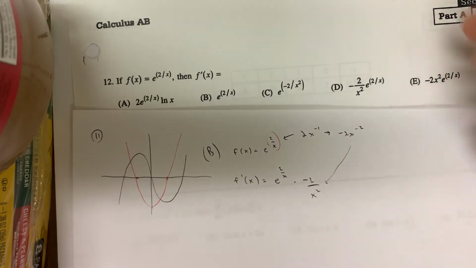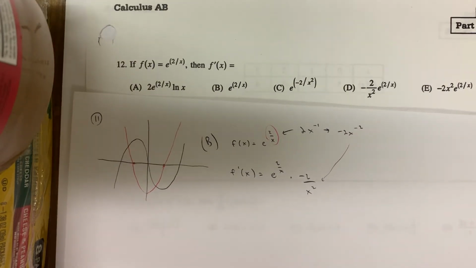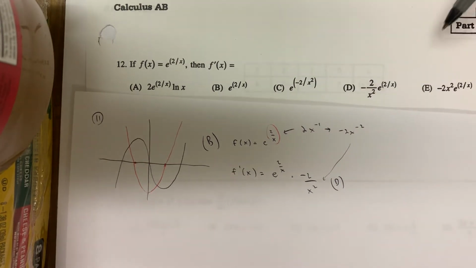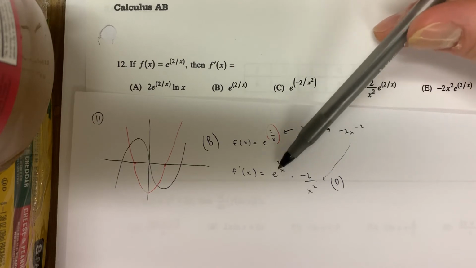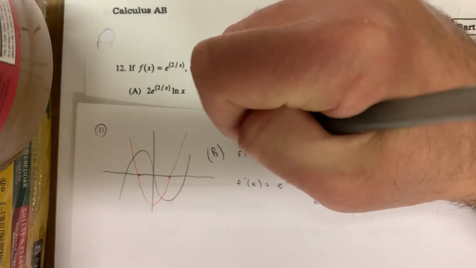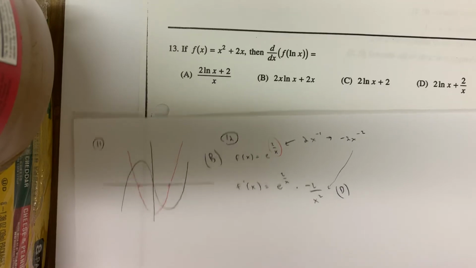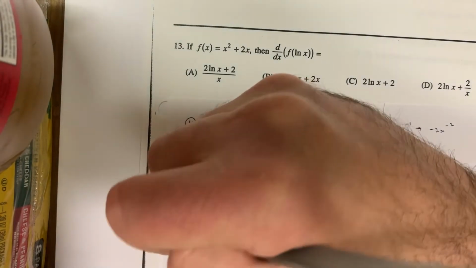And this one right here, if you look at your answers, the only one with the x squared downstairs is D. Not that that means it's the right answer, right? There could be x to the negative 2's in the other answers. But you can see negative 2 over x squared times e to the 2 over x is equivalent to this guy right here. So hopefully number 12 was not too terrible. Moving on to number 13, more algebraics.